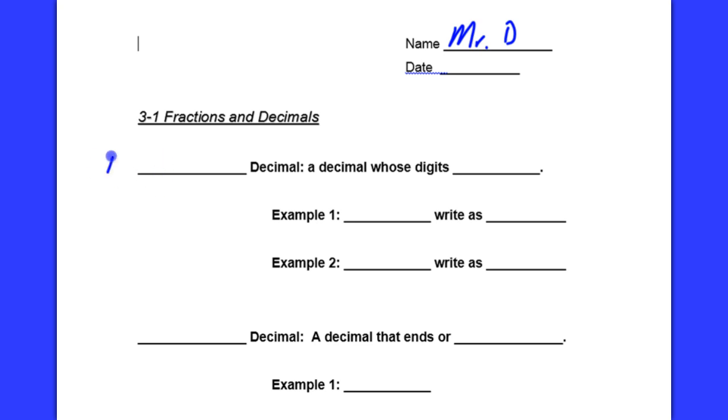One thing I forgot to put on here, I'd like to number the vocabulary here. This is a vocabulary word, and that got left off again, but this is a repeating decimal. Okay, so that's the whole vocabulary phrase: a repeating decimal, and simply put, it's a decimal whose digits repeat forever, on and on and on and on.